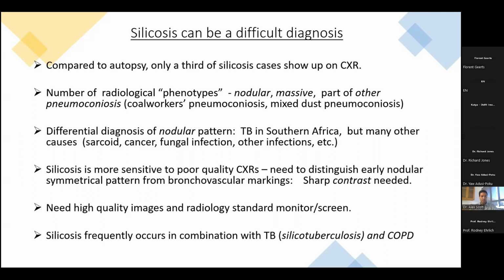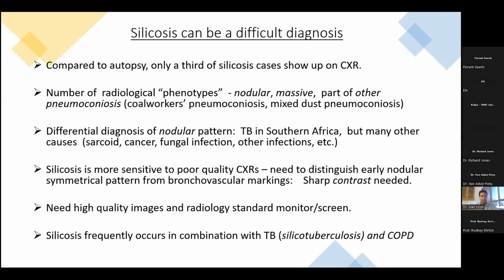Secondly, when we talk about silicosis, the number of radiological phenotypes, that's the observable representations of silicosis, vary. There is nodular, and the CAD we're going to talk about is mainly directed at identifying nodular disease, but there's also massive disease, that's localized or asymmetrical conglomerate masses on the chest X-ray, and also part of other pneumoconioses. So coal workers' pneumoconiosis, for example, is a combination of silicosis and COPD, all due to dust in coal mines, and various other mixtures called mixed dust pneumoconiosis. So there is a range of phenotypes. This, of course, makes CAD development more difficult.